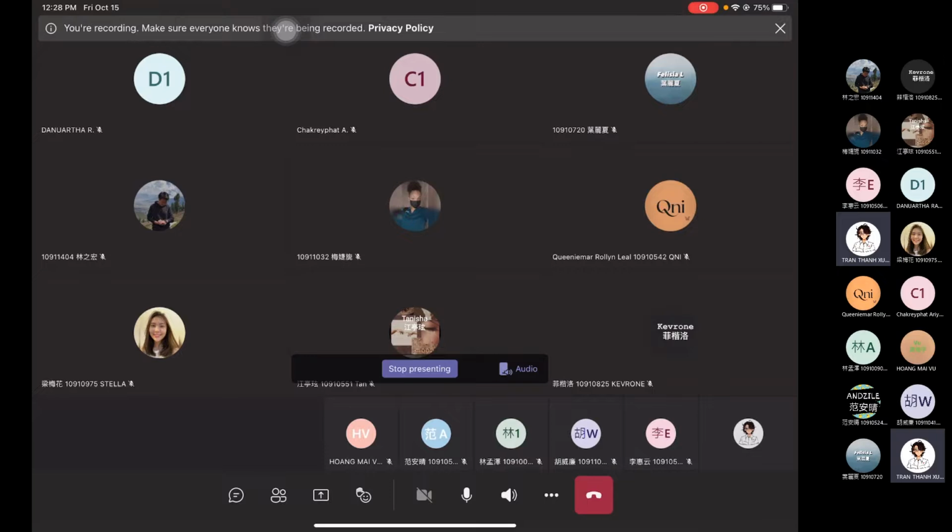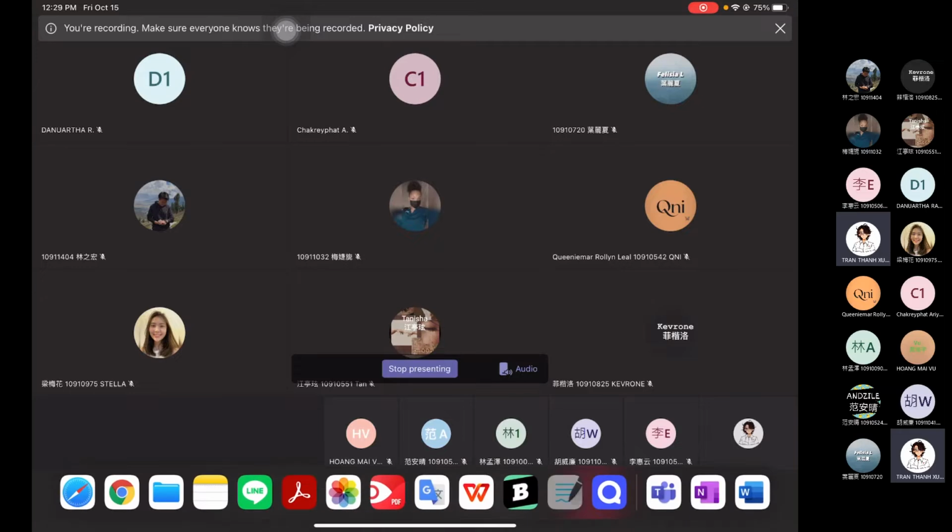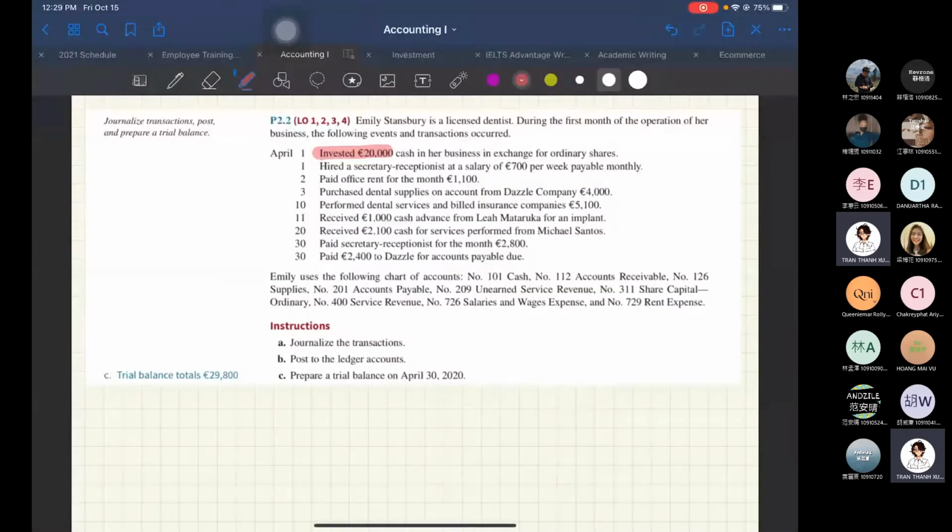Excel. So, students in there, do you see this one? Did you finish it? P2.2.